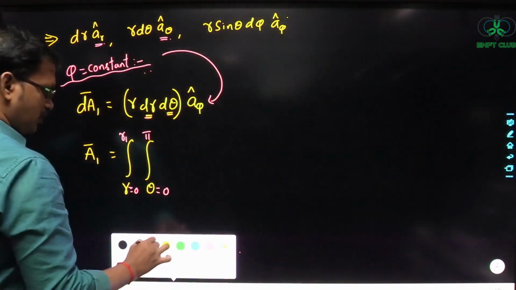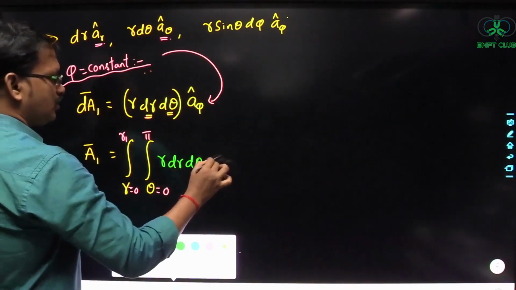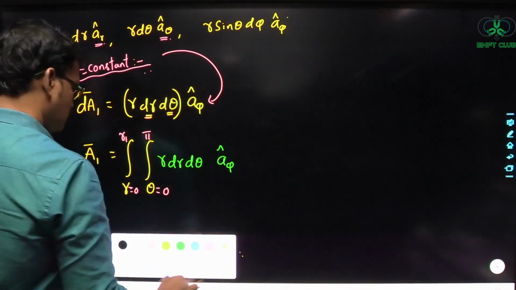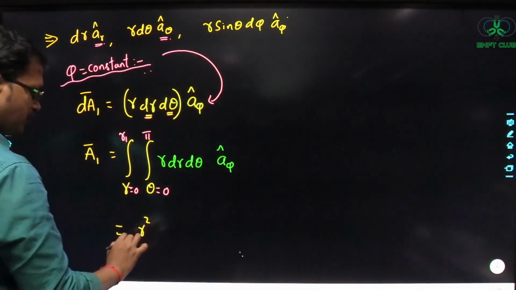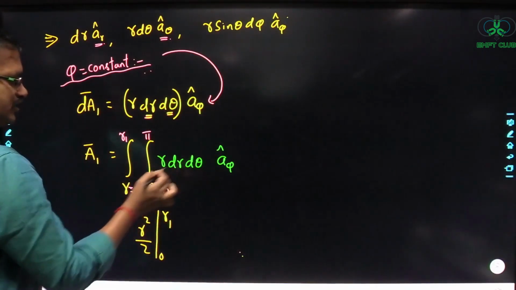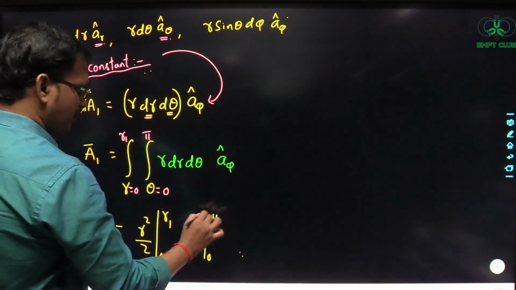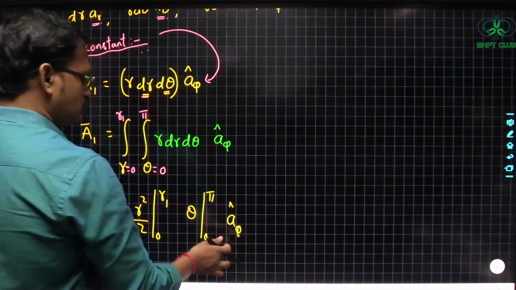So here we are having r dr d theta a phi cap. If you do this, what are you going to get? Integration of r is r square by 2, its range is from 0 to r1. Integration of d theta is theta, its range is from 0 to pi, a phi cap. Understood?